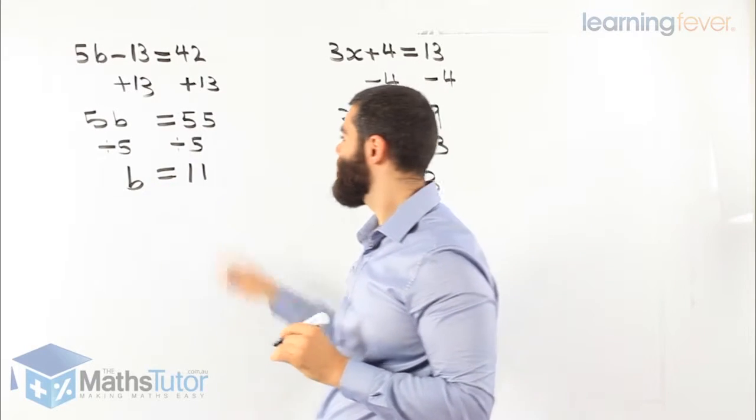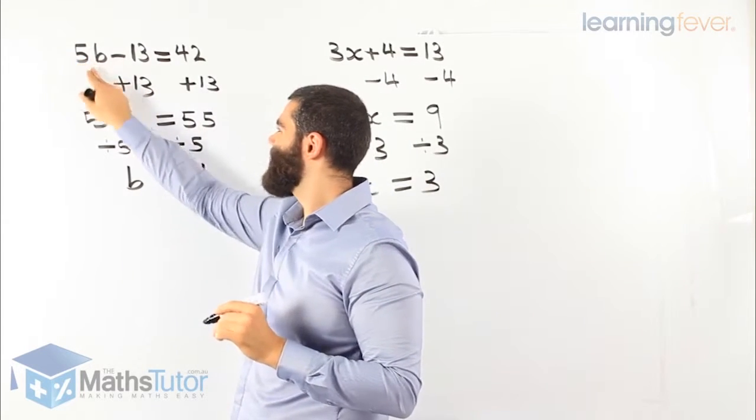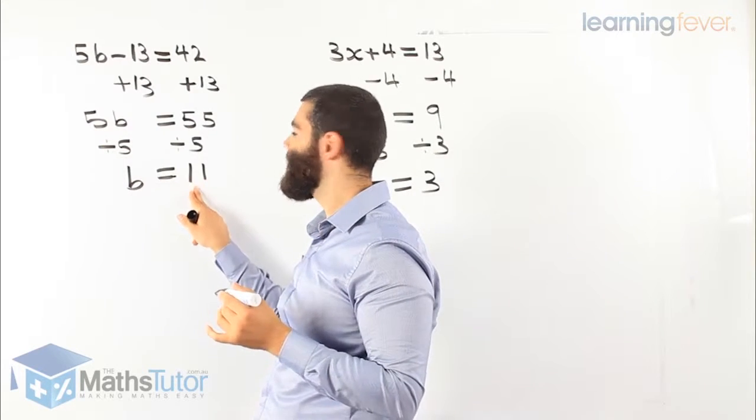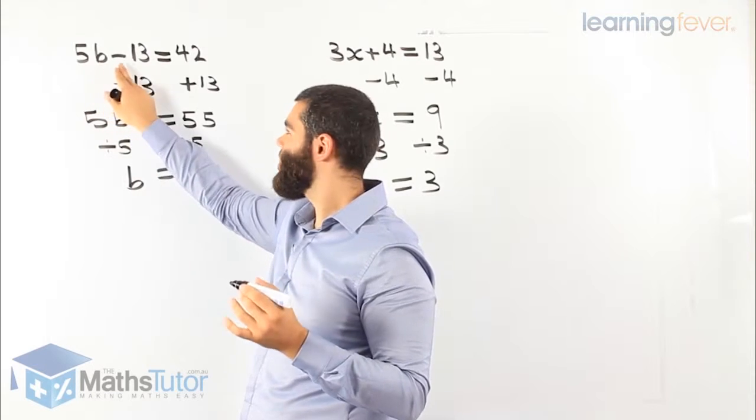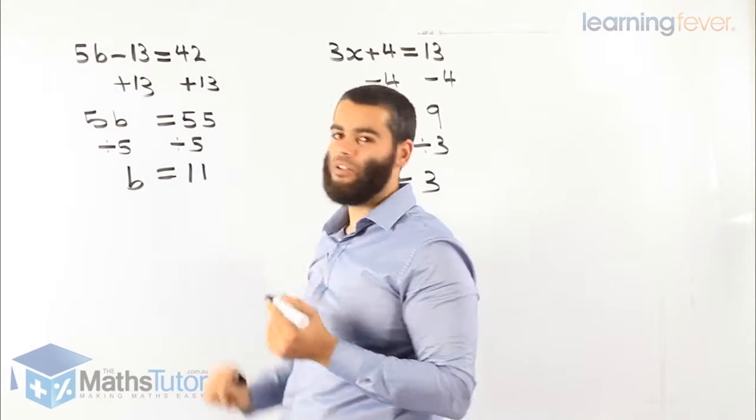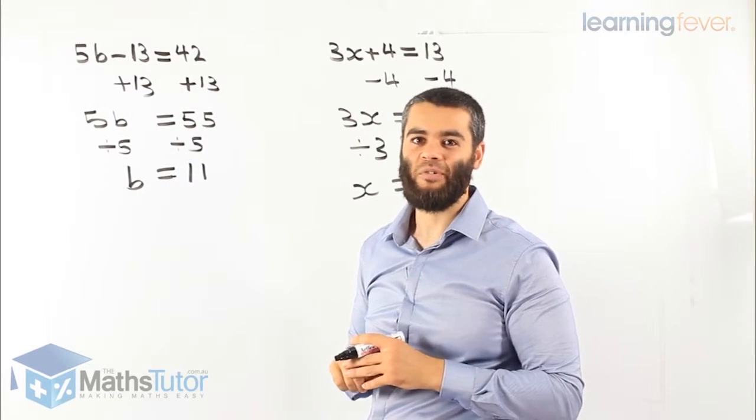Let's see, does it work? Substitute it in. 5b is 5 times b. We're saying b is 11. So 5 times 11, 55. 55 take away 13 is 42. It works. Let's do some more examples.